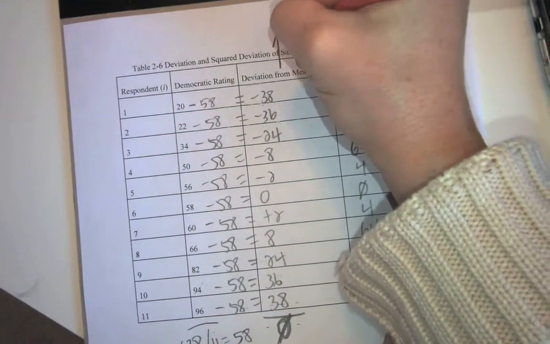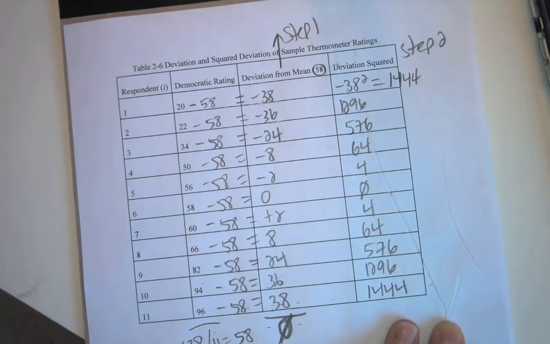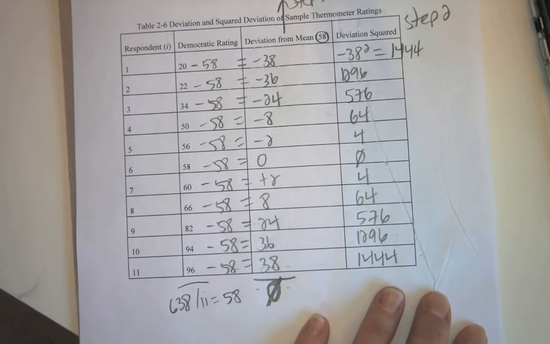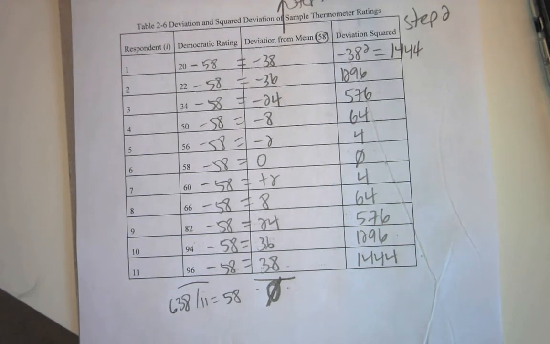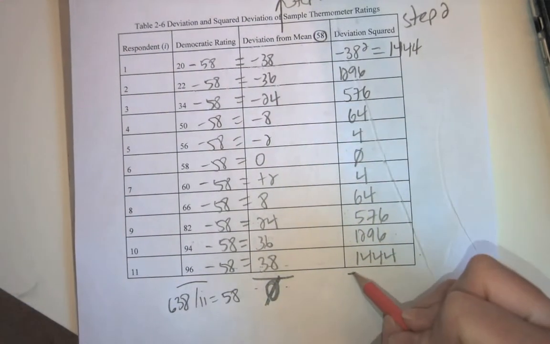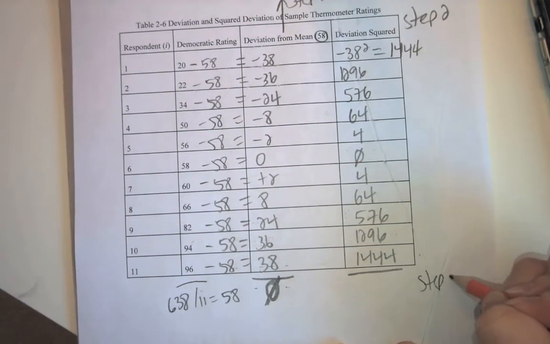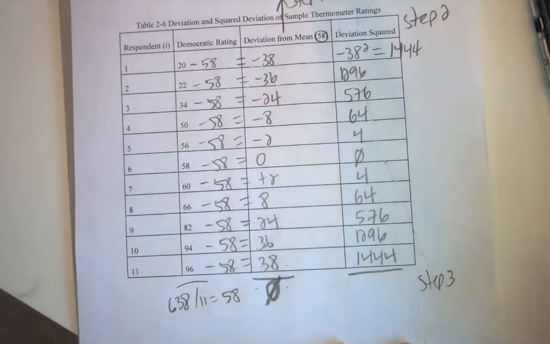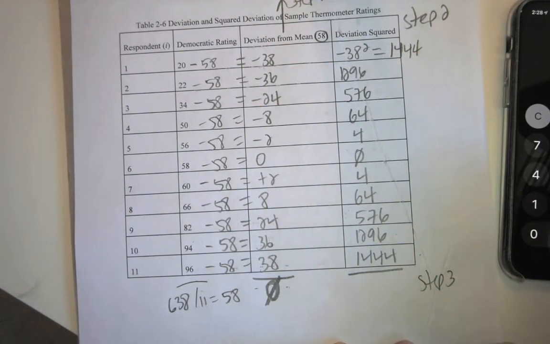This was step 1. So once we have step 1 and step 2 done, step 3 is to sum the squared deviations. So all we do is add up all of these numbers, the deviation squared for each value.